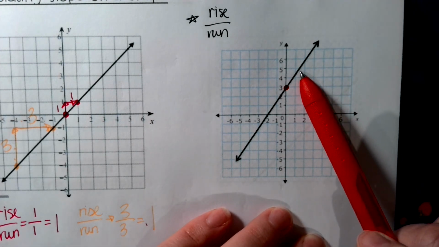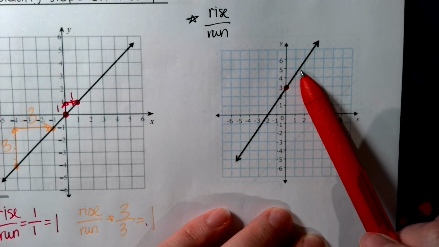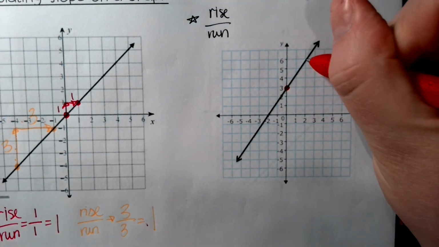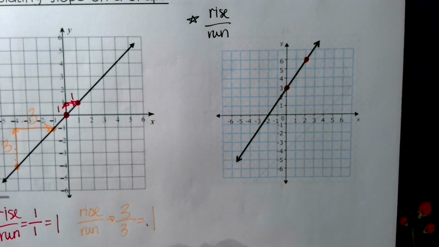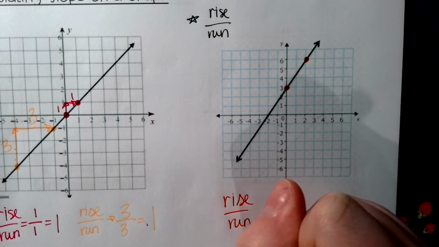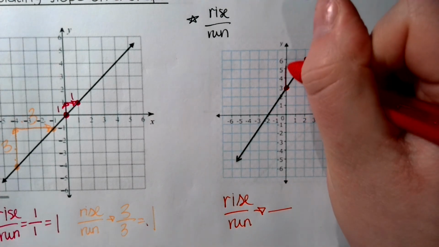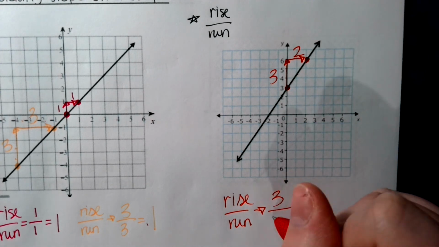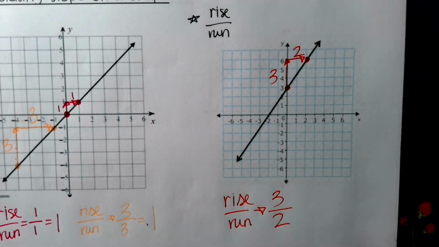Again, this is not a pretty point. It's in the middle of my line. I don't know exactly what that is. But if I rise up here, I see again that I have another pretty point. So now I just need to do my rise over my run. I see that I rose 3, I ran 2, so my slope here is 3 over 2.